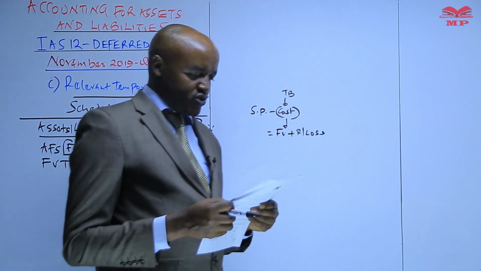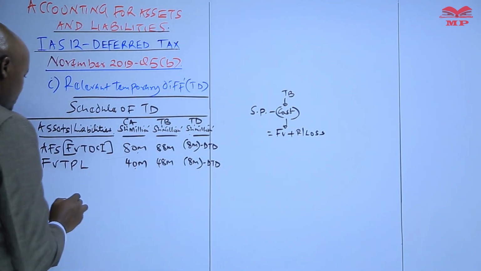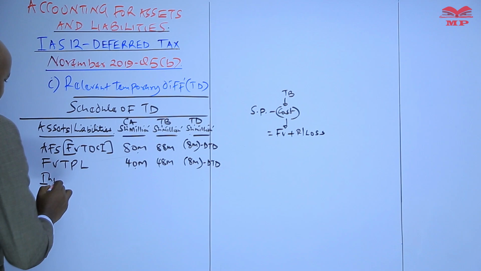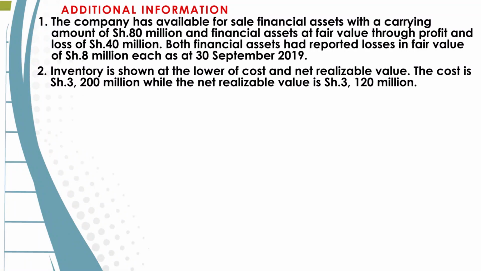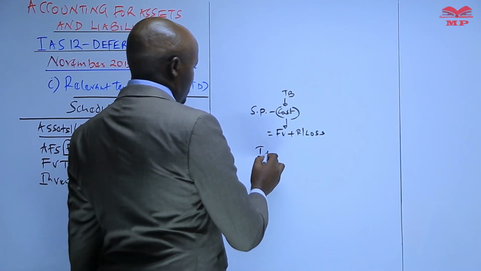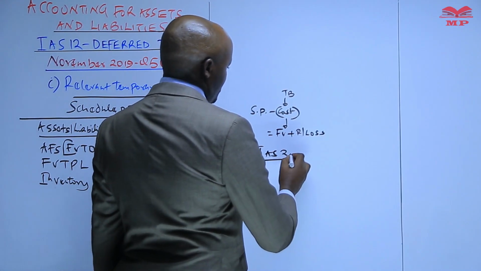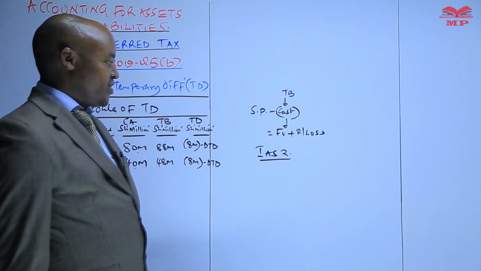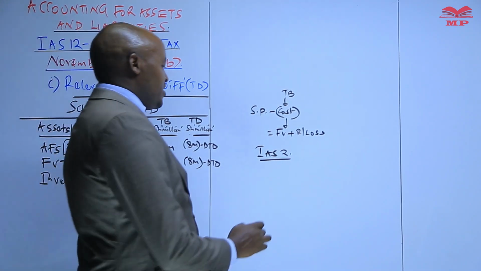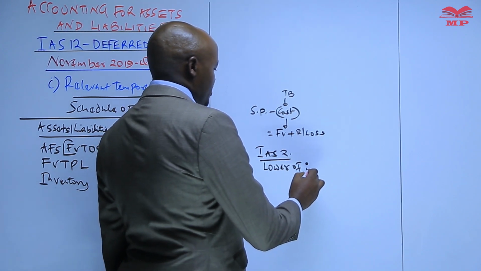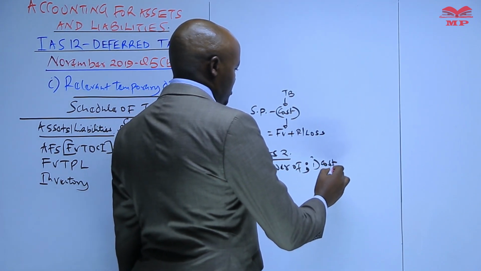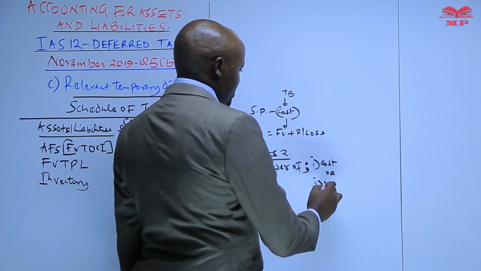So let's move to point number 2, where we are given information about inventory. This one is quite simple. So what are we told there? We are told the inventory is shown at the level of the cost and net realizable value. Basically, that's what we know. According to International Accounting Standard number 2, which deals with the valuation of inventory, the closing inventory should be valued at the lower of two values: number 1, the cost, or number 2, the net realizable value.